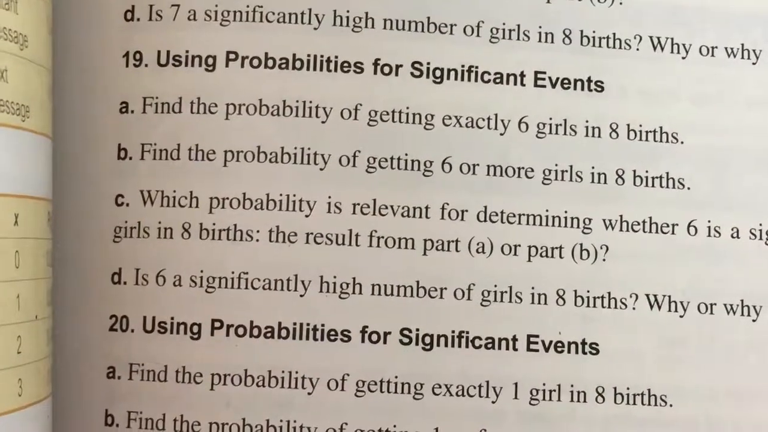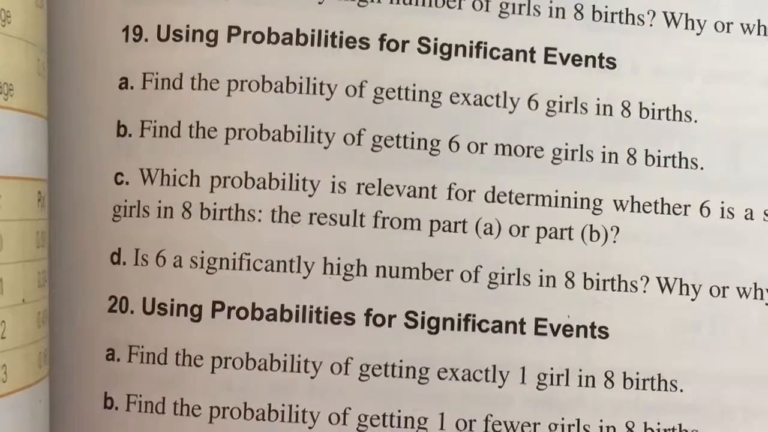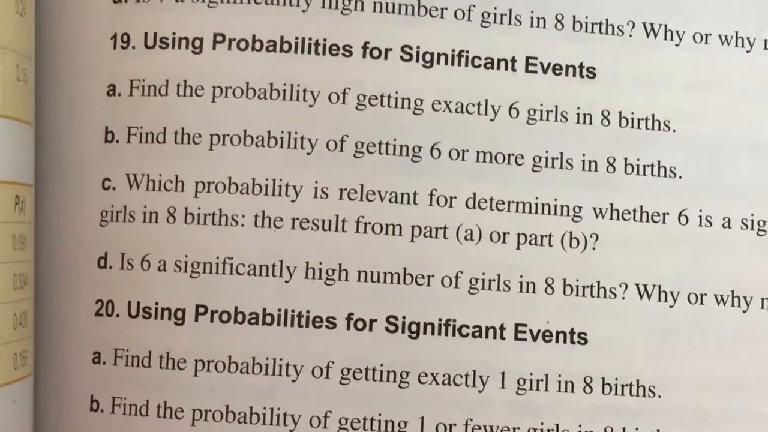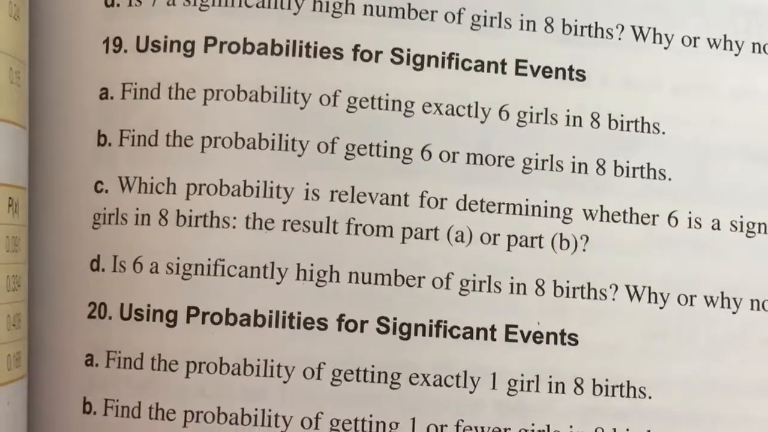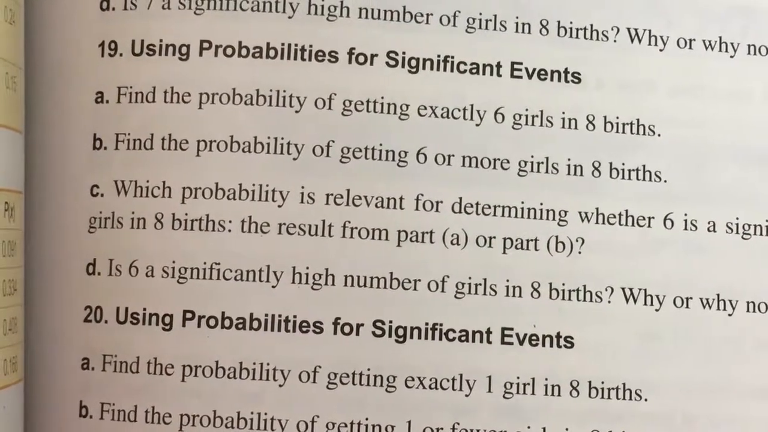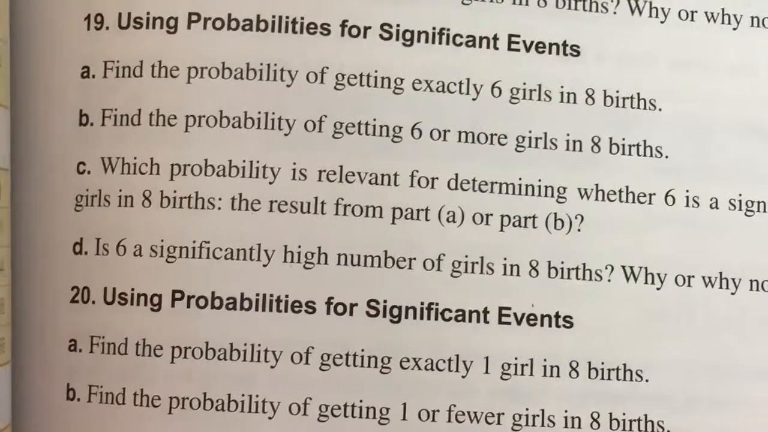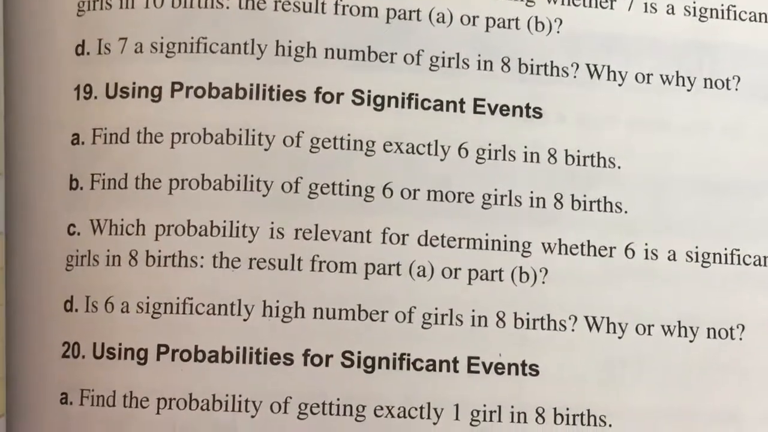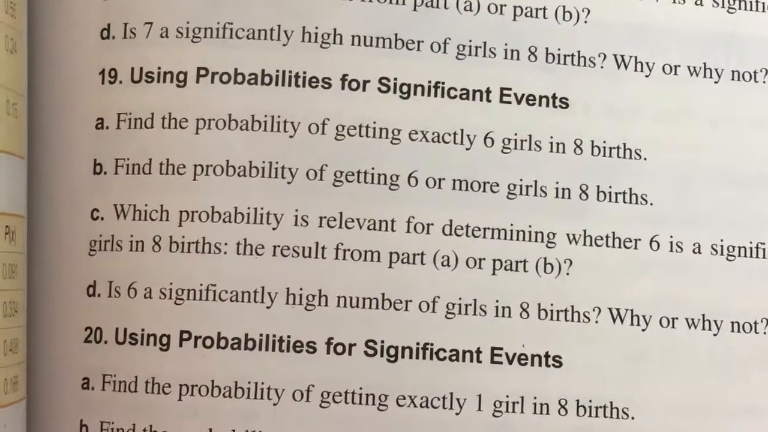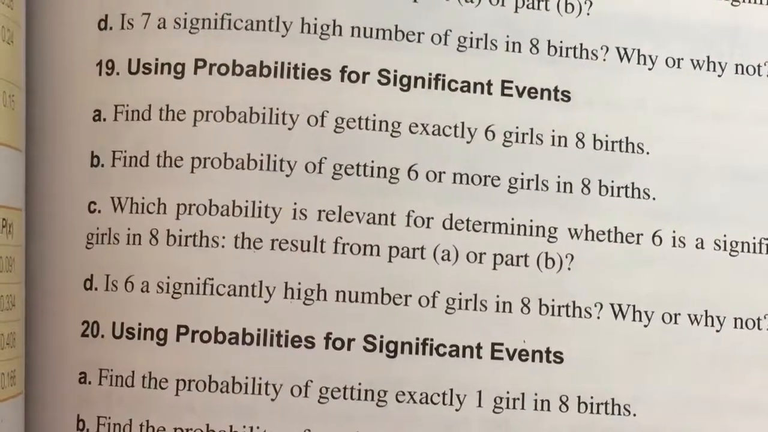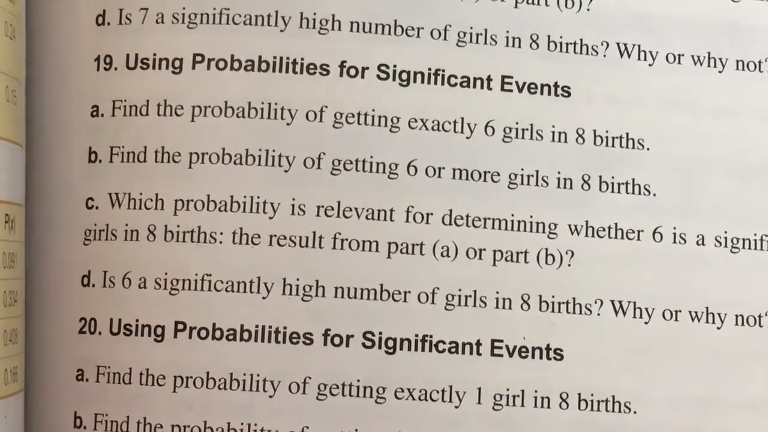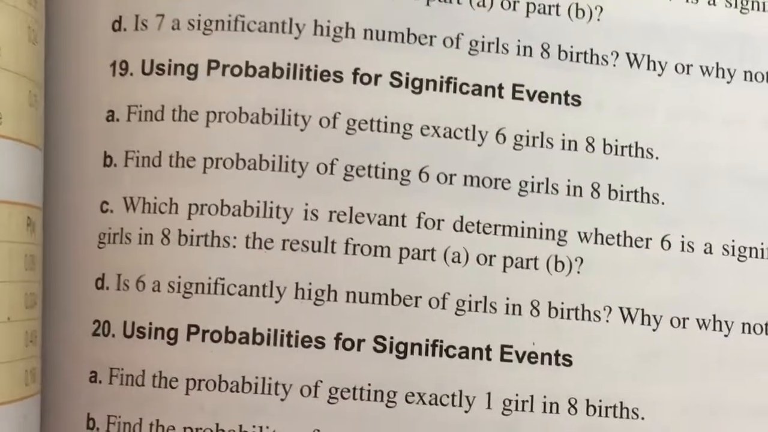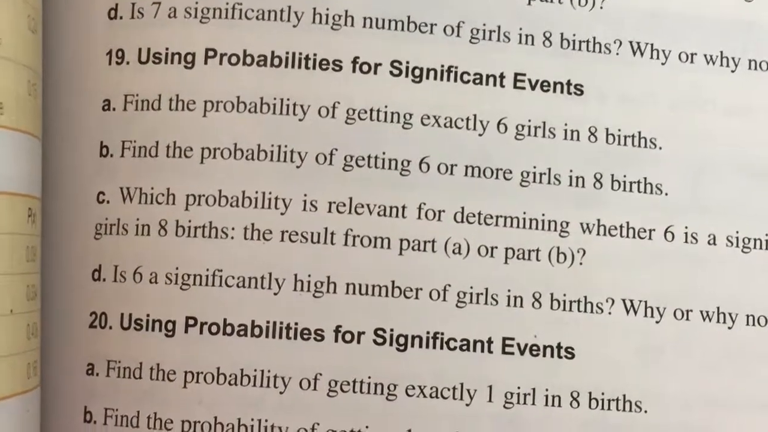All right, so now we're doing number 19, using probabilities for significant events. A, find the probability of getting exactly 6 girls in 8 births. B, find the probability of getting 6 or more girls in 8 births. C, which probability is relevant for determining whether 6 is a significantly high number of girls in 8 births, the result from part A or part B? D, is 6 a significantly high number of girls in 8 births? Why or why not? We already know that answer, but now they're breaking it down.